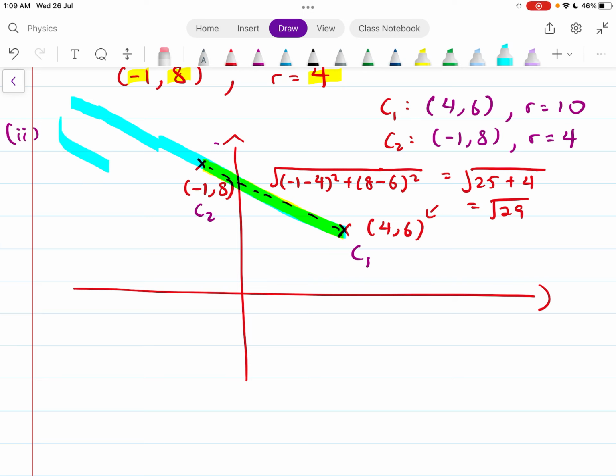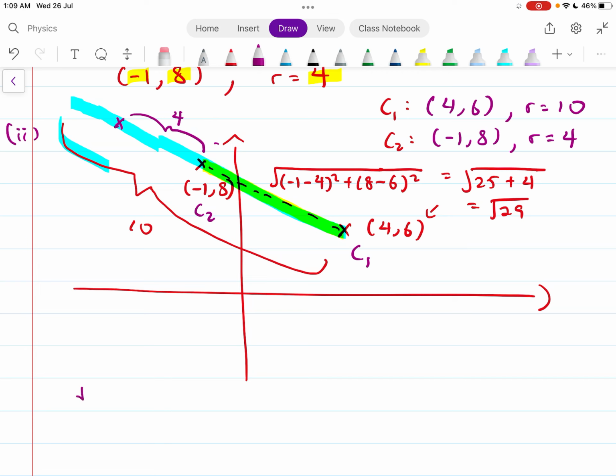I draw this first, so this is radius 10. Then for C2, the radius is 4, so for example, I mark it right here as 4. Of course, you can see that if you use the distance between C1 and C2 plus 4, it's still less than the radius of C1. So that's how you prove it.